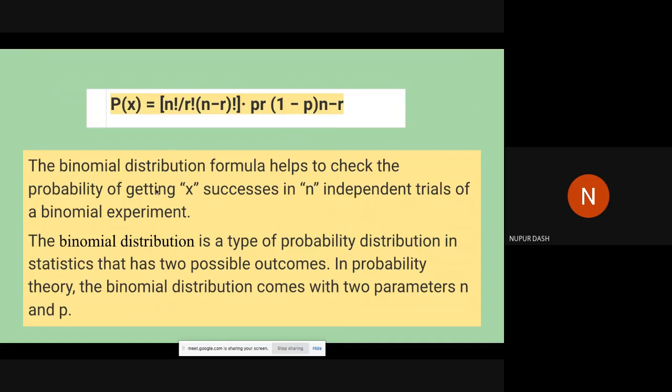Okay, now the binomial distribution formula helps to check the probability of getting x successes in n independent trials of a binomial experiment, that is, how many times we can get the success in how many independent trials. The binomial distribution is a type of probability distribution in statistics that has how many outcomes? Two possible outcomes. In probability theory, the binomial distribution comes with two parameters. One is n and one is p.